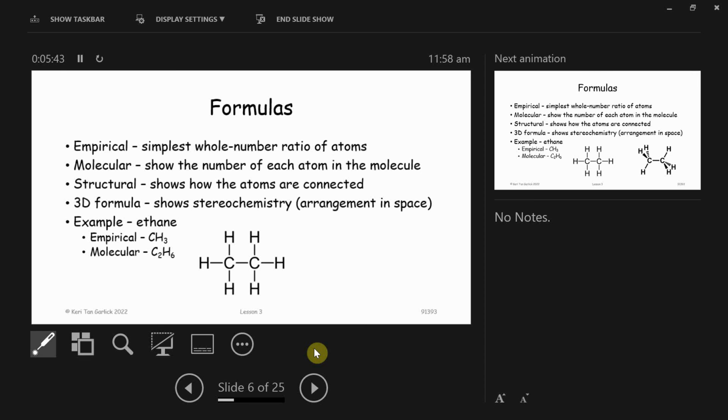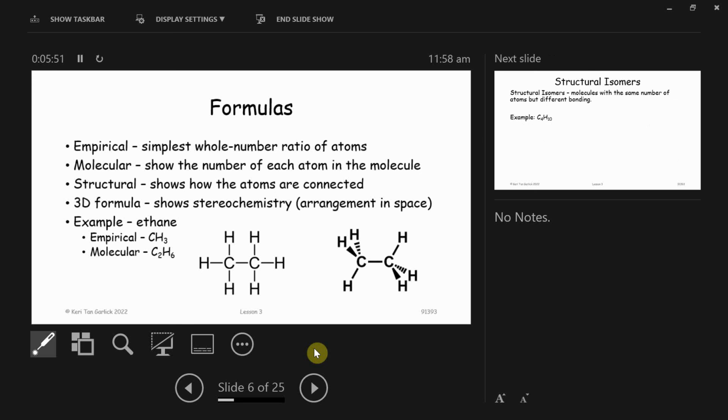Cool. All right. Here's an example of a structural formula, so you can actually see how these carbons are arranged and bonded together. And then this is their 3D formula, so you can see how all the atoms are arranged. You won't need to draw anything that big, but just to give you an idea of what each one looks like.